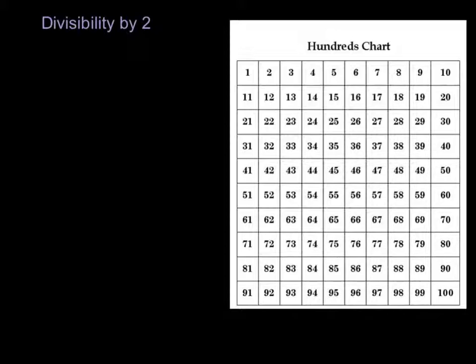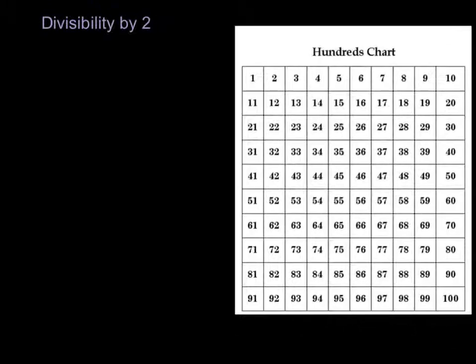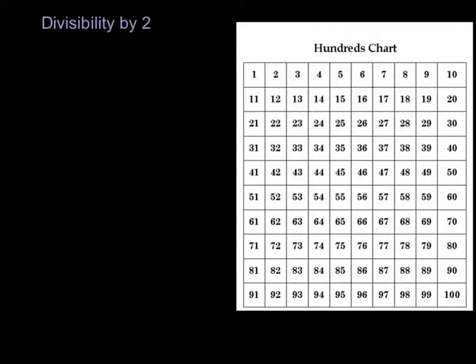So I've put a hundreds chart up on the screen here, and I'm going to go through and circle all of the multiples of 2. So I know that 2, 4, 6, 8, 10, those are all multiples of 2, and they're all divisible by 2. 12, 14, 16, 18, 20.